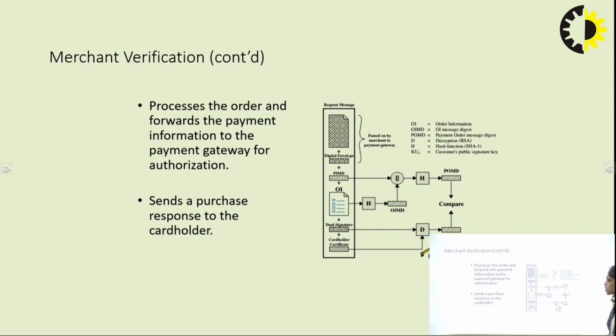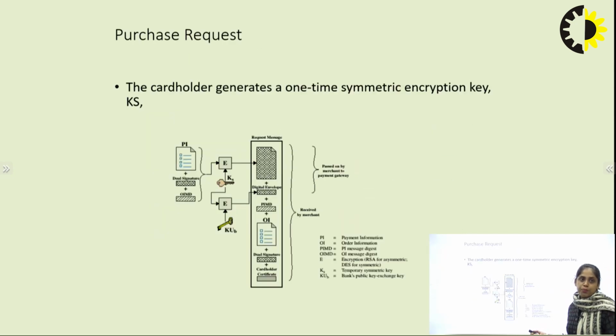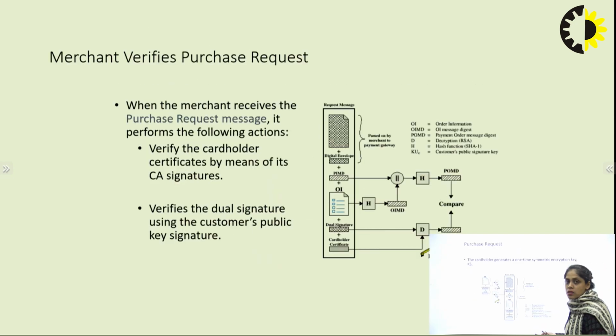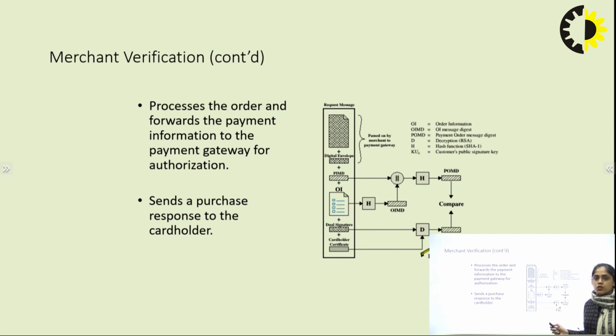So again, this is a diagram similar to that, but it is showing you the merchant verification. The previous one was the purchase request. This one is the merchant verification. It works in a somewhat similar way, but previously we were talking about the left hand side, where we have the request message, and now we are talking about the right hand side, where the comparison will take place after decryption of these two.